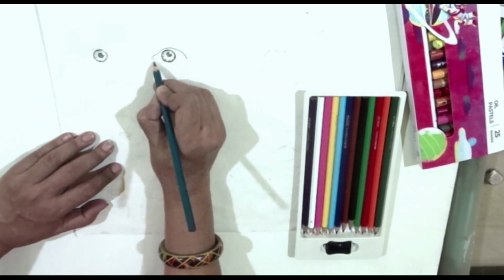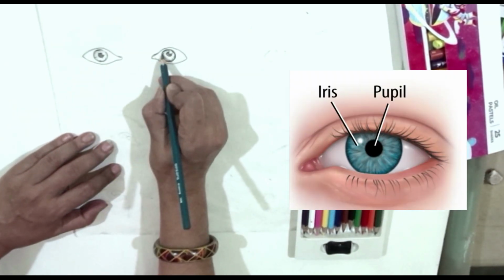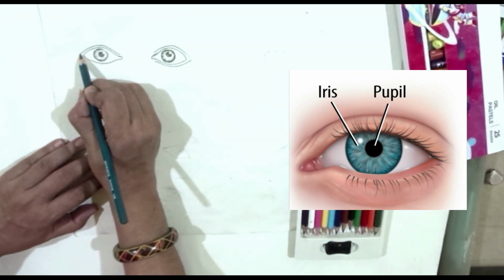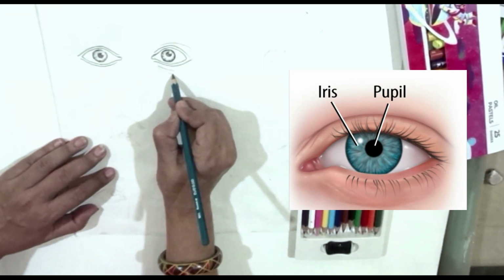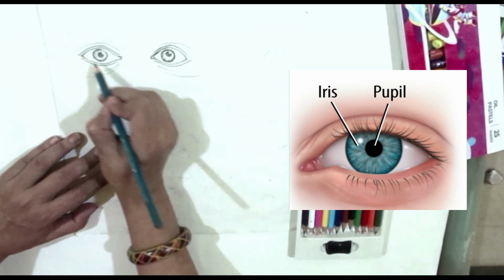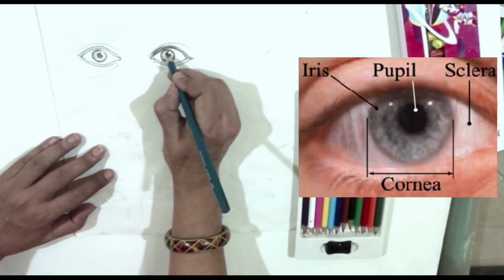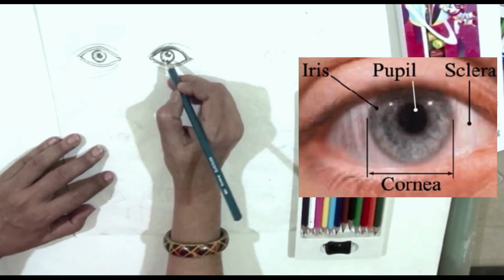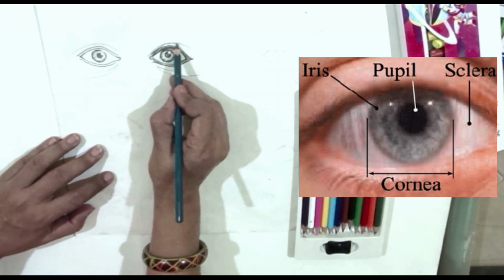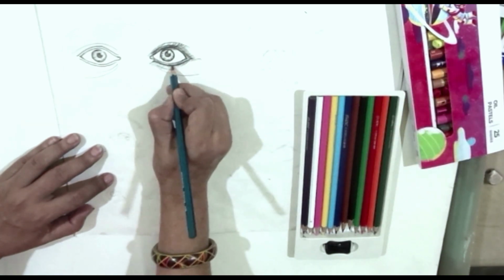Firstly, pupil, the small round black at the center of the eye. Now, iris, the round part that surrounds the pupil of the eye. The transparent, slightly bulging surface in front of the eye is cornea. Due to this, the oval shape of the eye becomes more prominent.